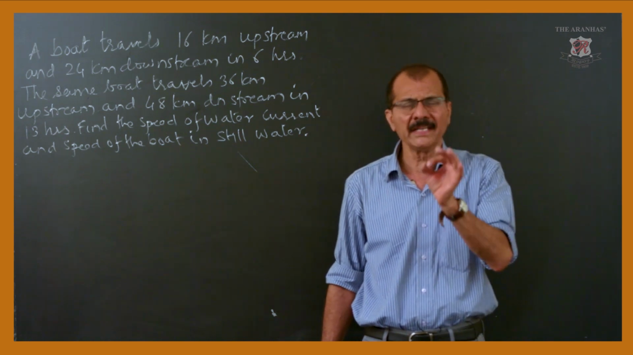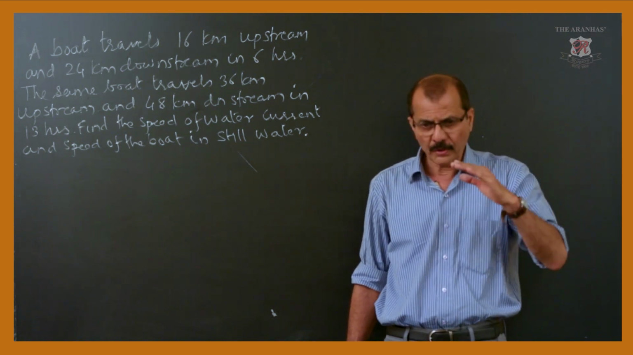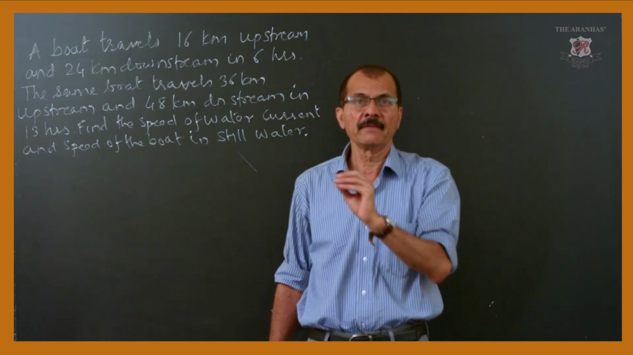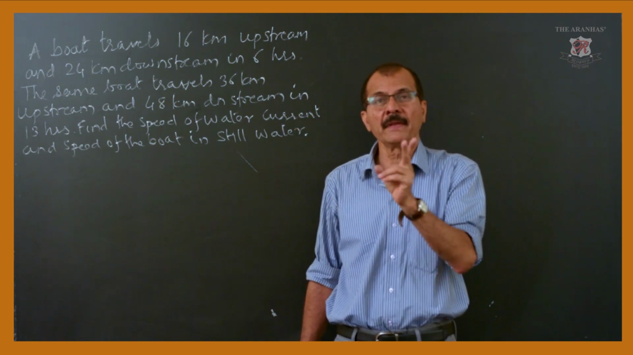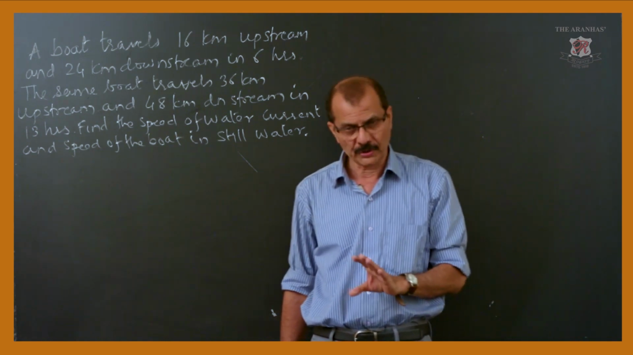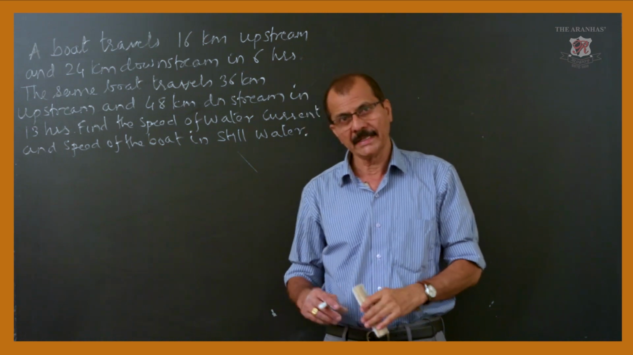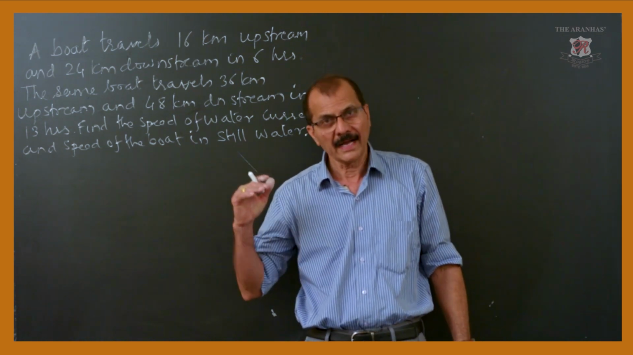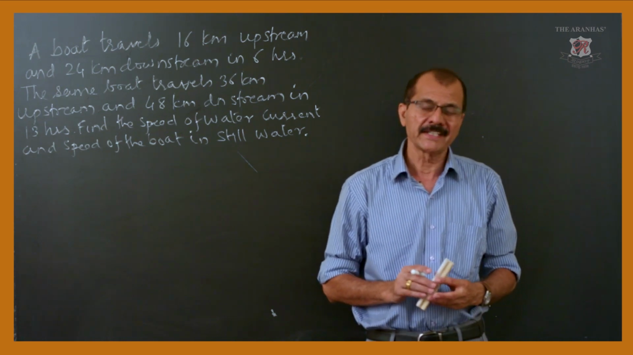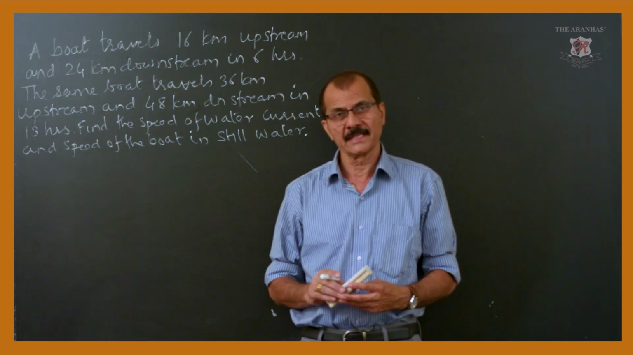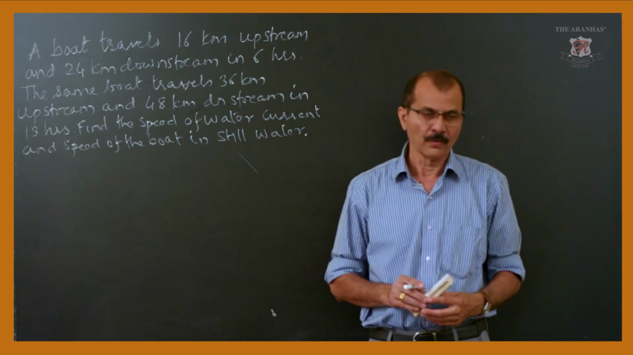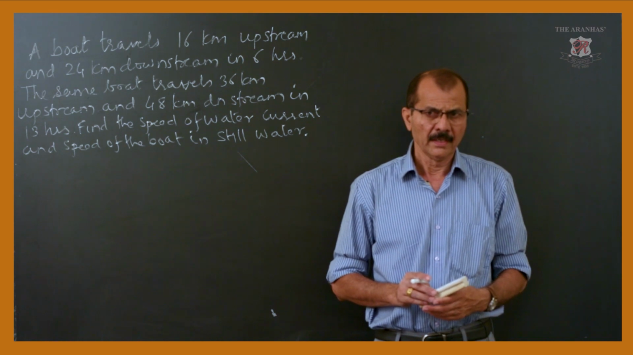So, remember one thing in short: when the boat is moving downstream, the speed will get added. You have to add both the speed of the boat and the speed of the water current. On the other hand, when you are moving against a water current, the net speed will be the difference of the speed of the boat and the speed of the water current.